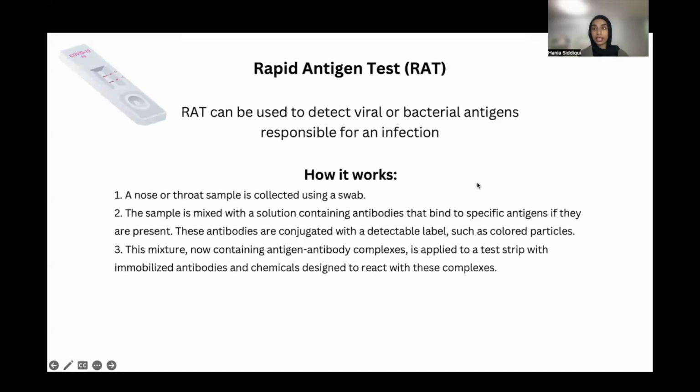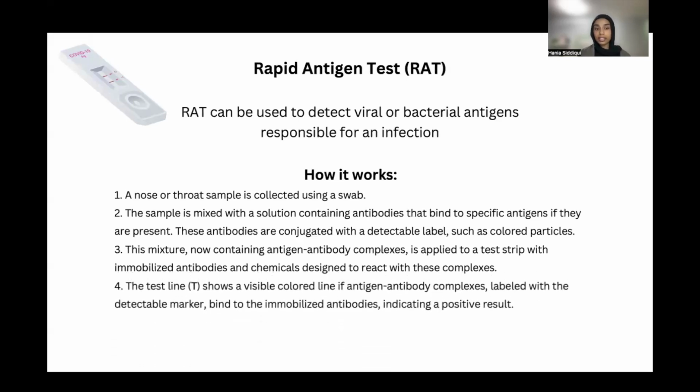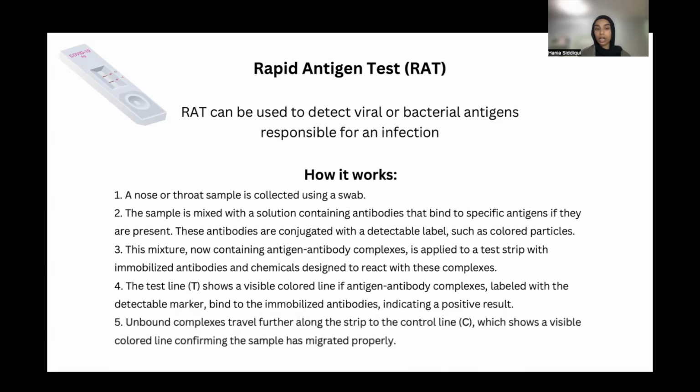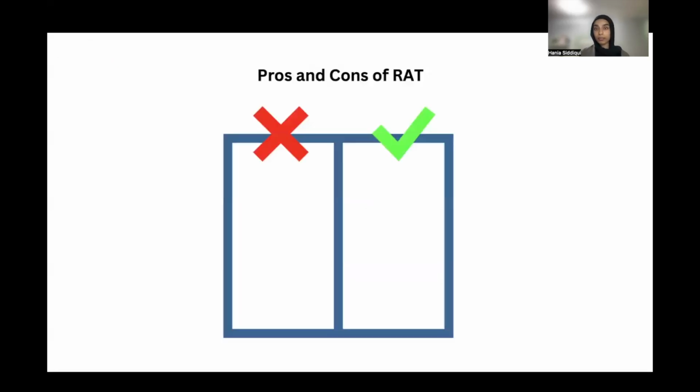This mixture, now containing antigen-antibody complexes, is applied to a test strip with immobilized antibodies and chemicals designed to react with these complexes. The test line, denoted by a big T, shows a visible colored line if antigen-antibody complexes, labeled with a detectable marker, bind to the immobilized antibodies, and this indicates a positive result. Unbound complexes travel further along the strip to the control line, denoted by a big C, which shows a visible colored line confirming that the sample has migrated properly.